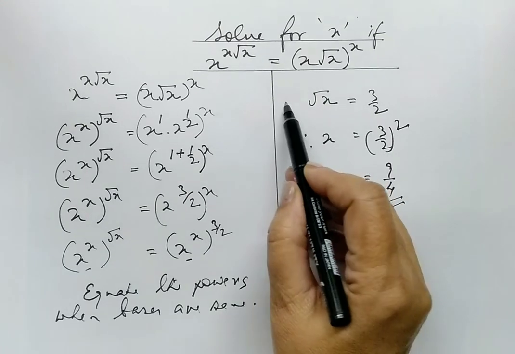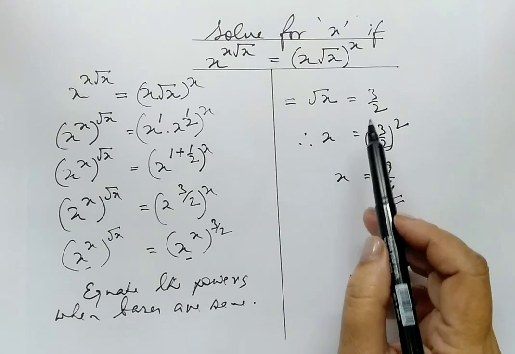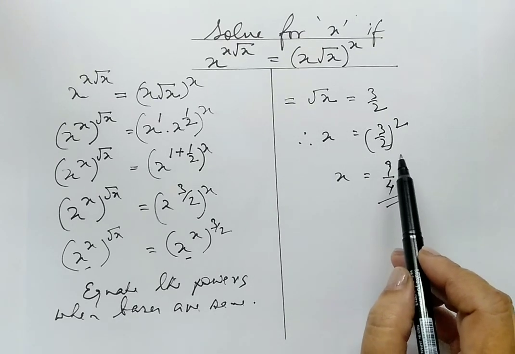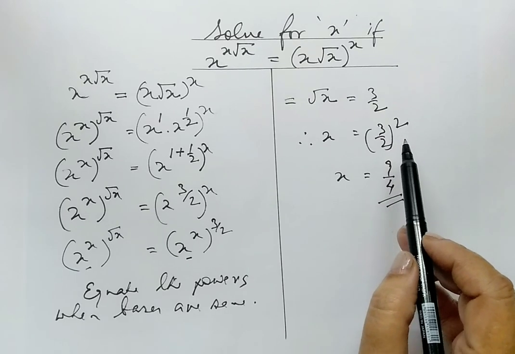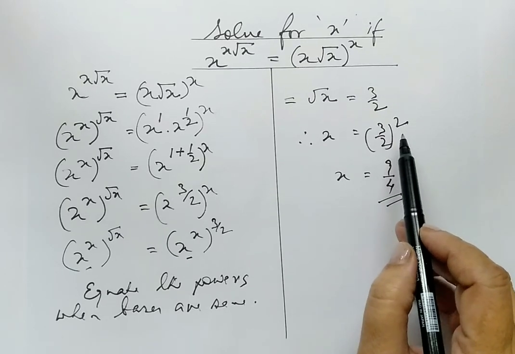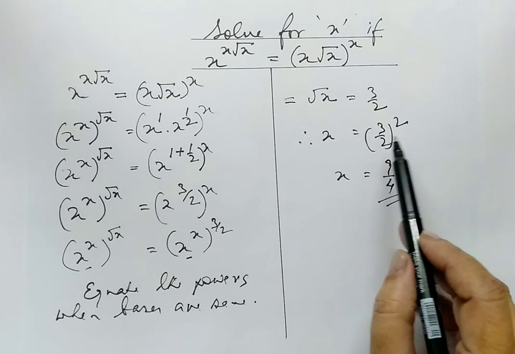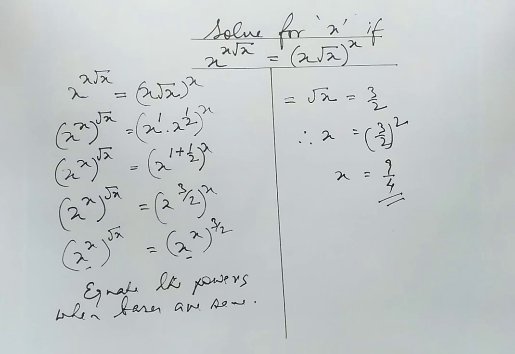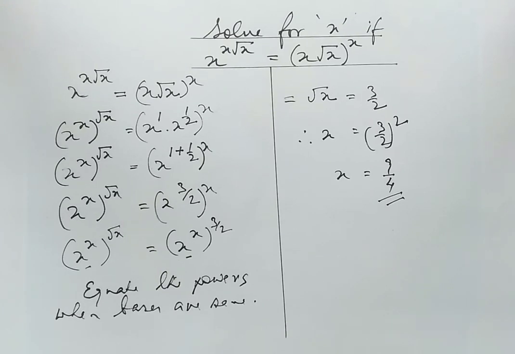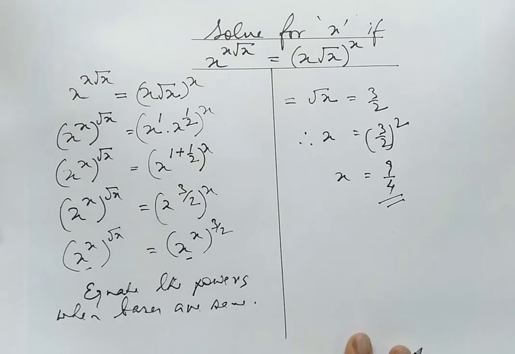So that was good, isn't it? Having done this, now it becomes very simple: we take the square root, transpose to the other side, and that takes the form of a square, which means 3 into 3 and 2 into 2 is 9 by 4. So this was as simple as that, but it appeared to look like something that we would not want to confront. Alright, so that was it.